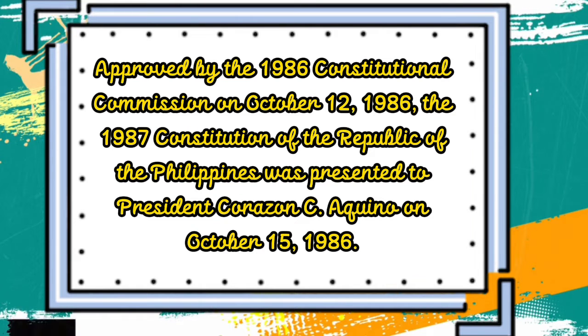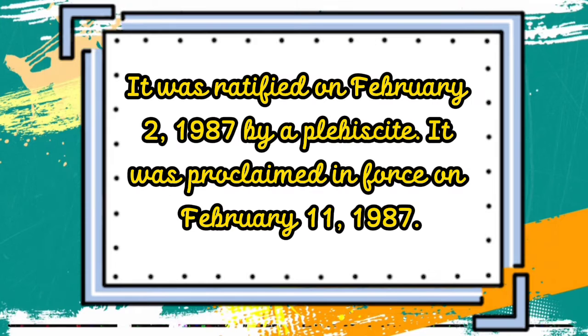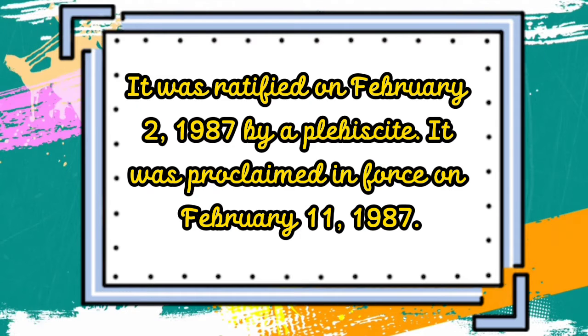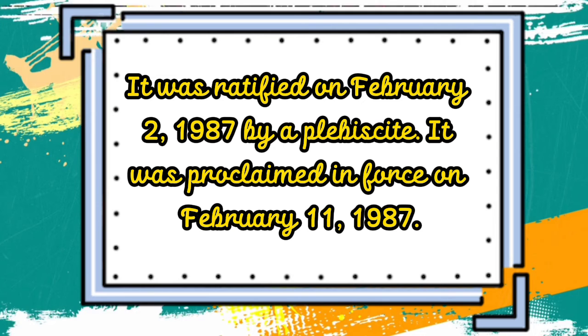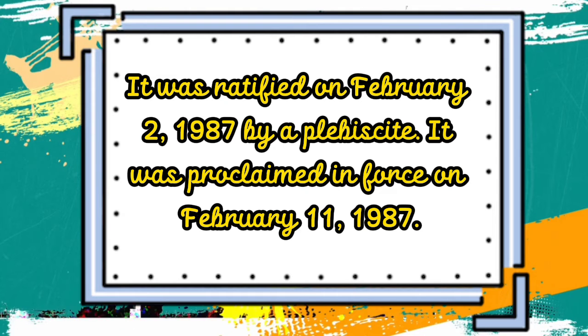It was approved by the 1986 Constitutional Commission on October 12, 1986. The 1987 Constitution of the Republic of the Philippines was presented to President Corazon C. Aquino on October 15, 1986. It was ratified on February 2, 1987 by a plebiscite. It was proclaimed in force on February 11, 1987.